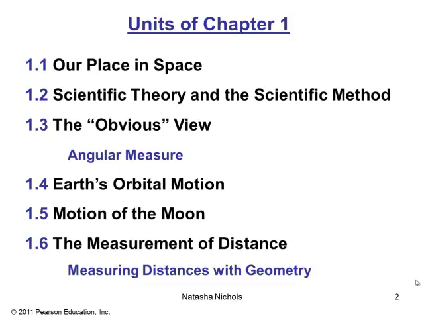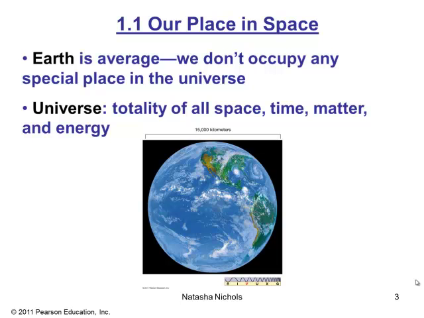We're going to move on to a basic description of Earth's orbital motion. And from there, we're going to jump to the motion of the moon. And finally, how to measure distances using basic geometry and trigonometry. So where are we?